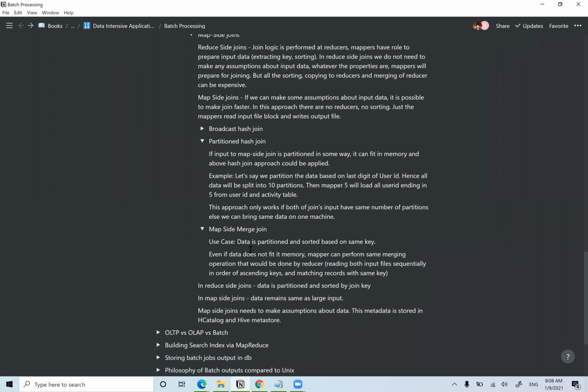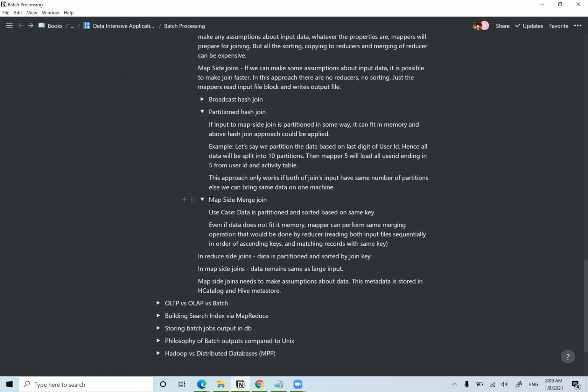Similar is the map side merge join. In the reduce side merge join, the data was sorted and then merged. It's a similar case here: the data is sorted, even though it cannot fit in memory. So the mapper will look at the keys in both the tables, because they are sorted, so it can merge them. It will look from the top in ascending order. The keys are sorted in both the tables, so it can merge them, right?